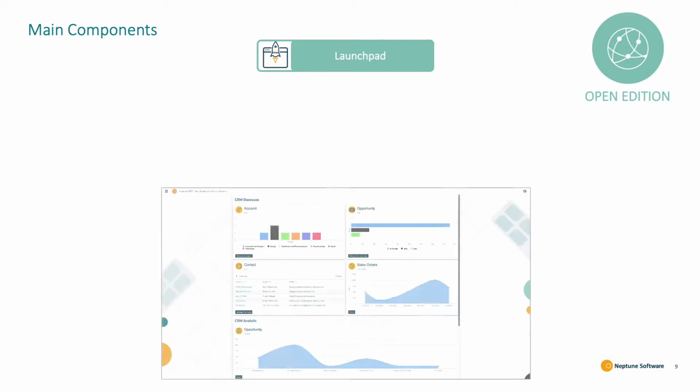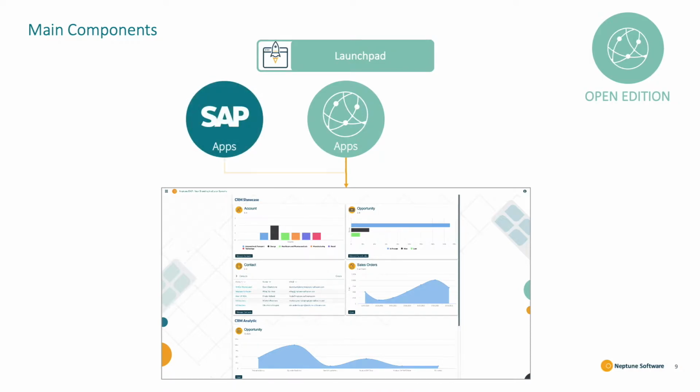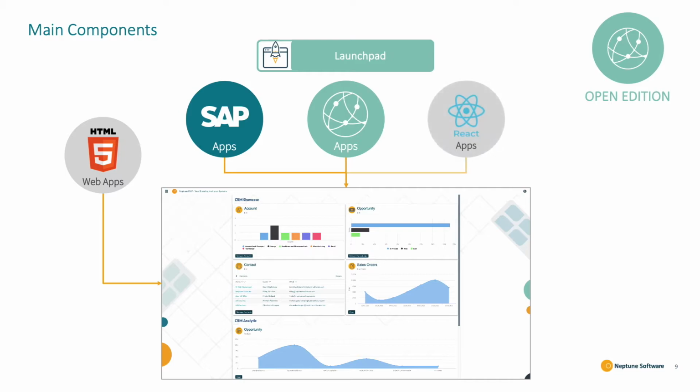The Launchpad can host apps built using the Open Edition module, but it can also host apps built in the SAP Edition module. Alongside this, you can host HTML5 web apps, React apps, and even SAP Web Dynpro apps, all running seamlessly alongside each other. From a user's perspective, it's unlikely they'll even know which one they're using.